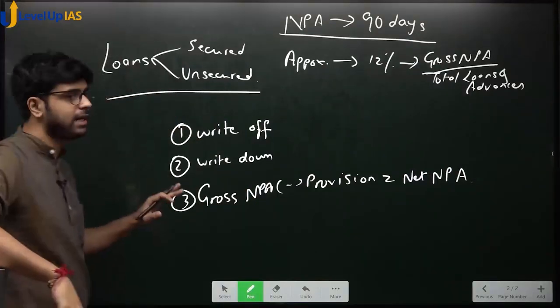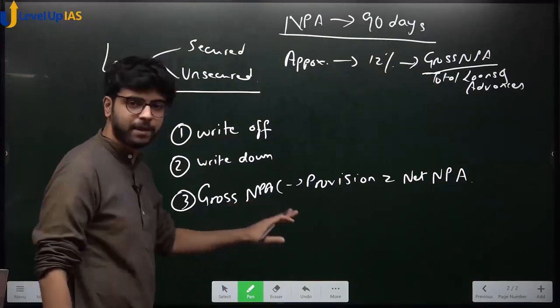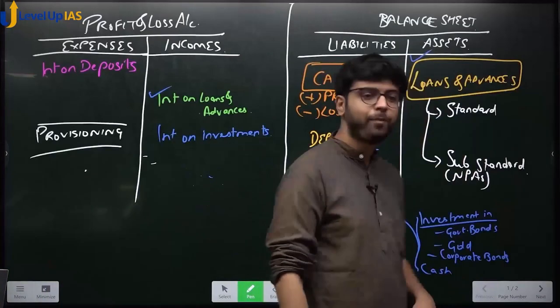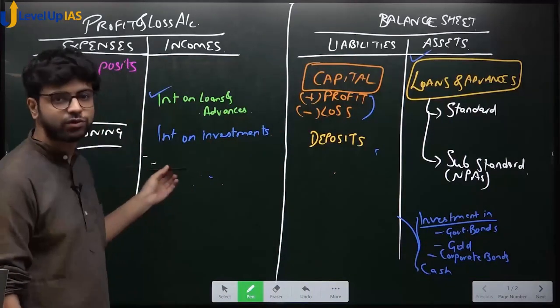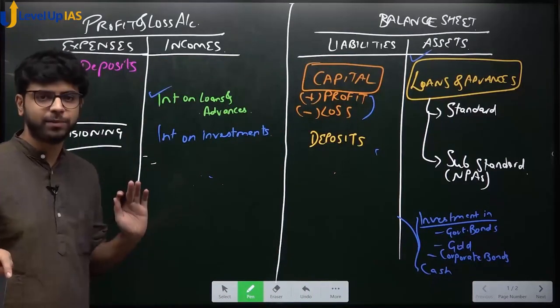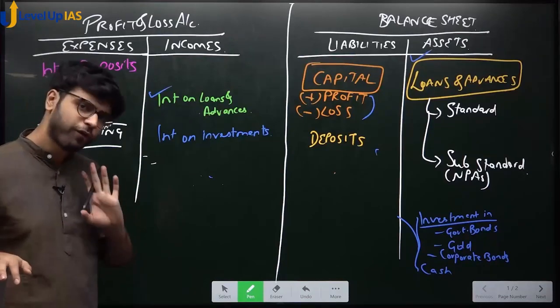Theek hai, this is done. Gross NPA, provisioning, net NPA. So, how banks show it: bank shows 100 rupees here and 20 rupees here. So, we have to calculate net NPA as 80 rupees. Samjha itna? So far, so good.